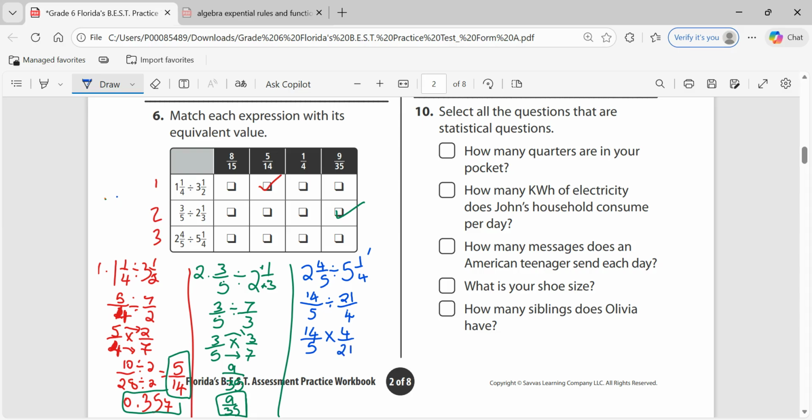I could simplify before I multiply, right? So what can go into these? I know that this is divisible by 7. 14 divided by 7 is 2, and 21 divided by 7 is 3. And then I multiply straight across. Or I could just go ahead and multiply straight across.